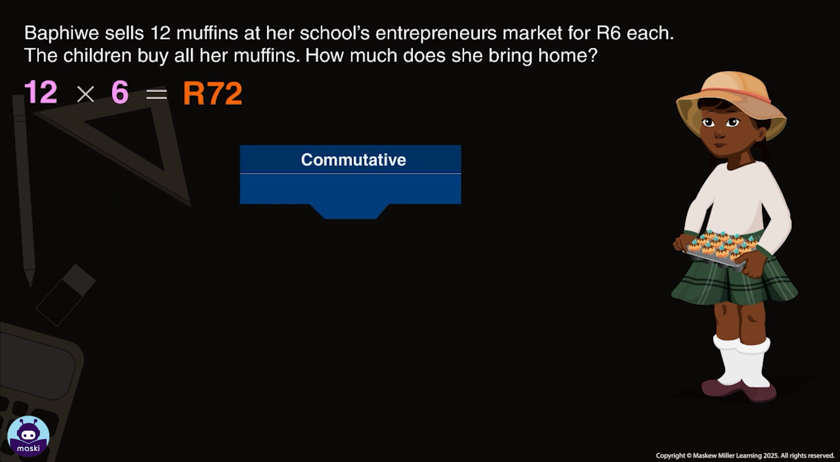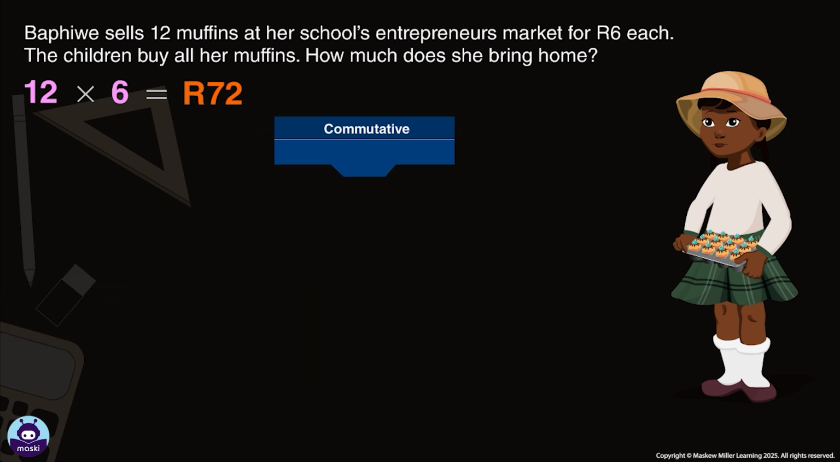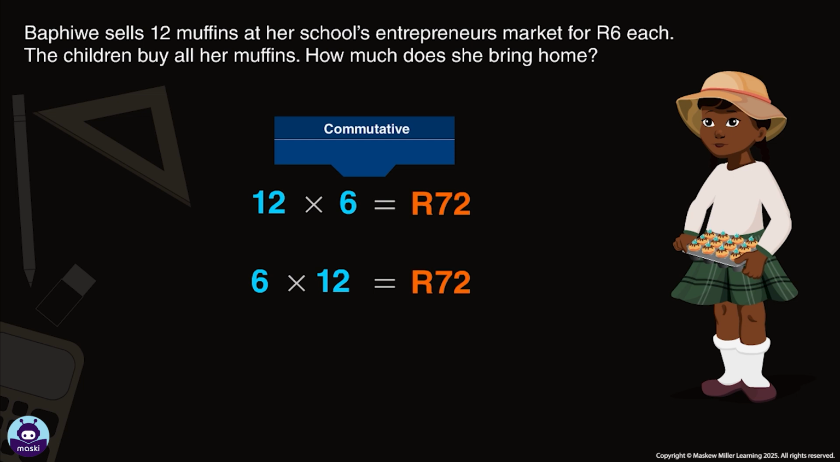Use the commutative, distributive, and associative properties of whole numbers to calculate how much Bapiwe brought home. Commutative property: because multiplication is commutative, that is, you can change the order of the numbers that you are multiplying and still get the same answer, we can either multiply 12 by 6 or 6 by 12.